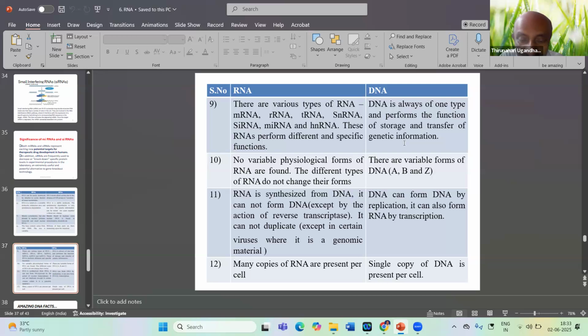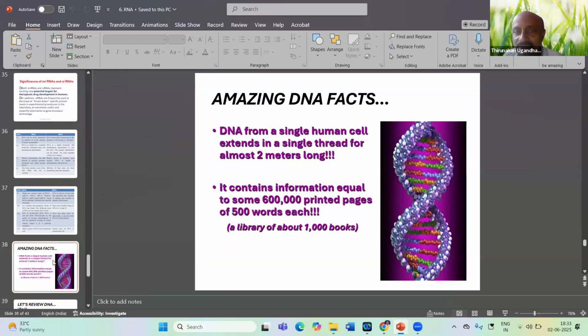So many copies of RNA are present per cell, but a single copy of DNA is present per cell. This is also a major differentiation between the RNA and DNA processes. Then there are some amazing DNA facts. The DNA from a single human cell, extended, forms a single thread almost 2 meters long. Each single cell's thread of human DNA is 2 meters.